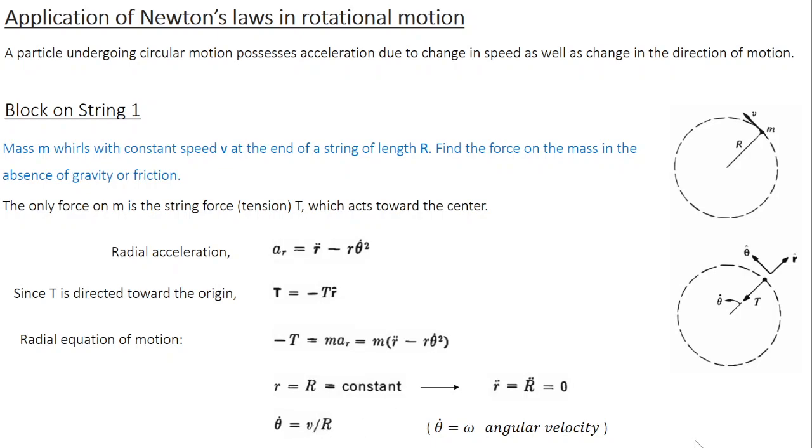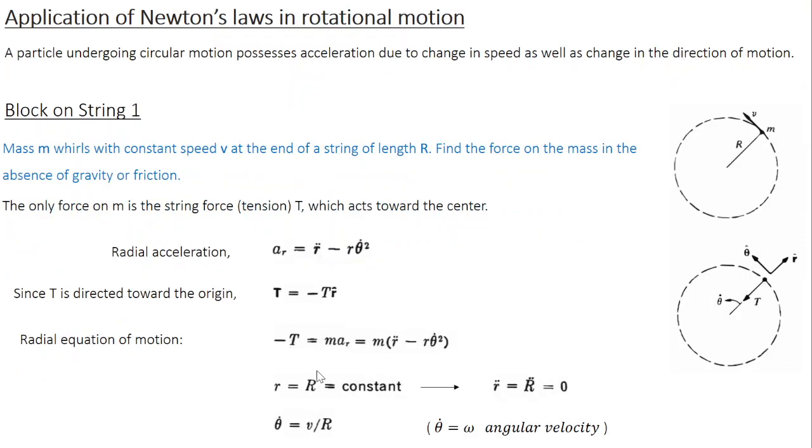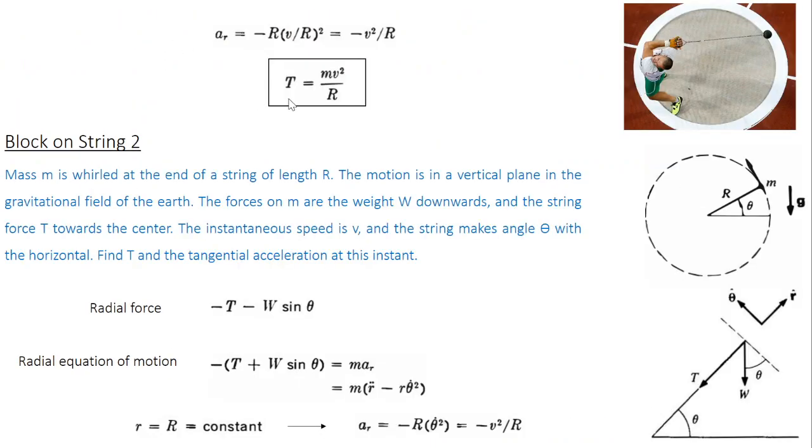Okay. So now I can write the radial acceleration in terms of the angular velocity as a_r equal to minus r theta dot squared, which is minus r into (v by r) whole squared, or minus v squared by r. So now substitute this back into this equation. You have T equal to minus m into a_r, which gives you T equal to m v squared by r. So this is the expression for the tension.